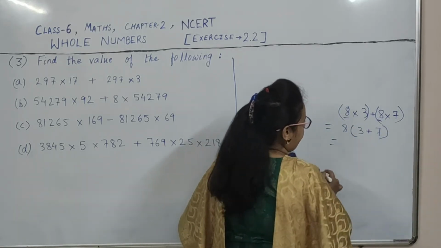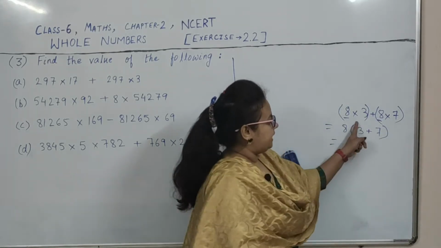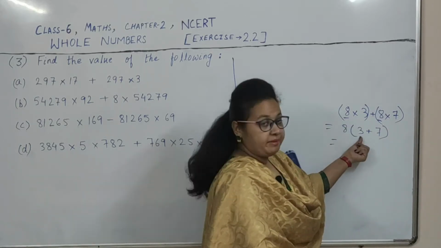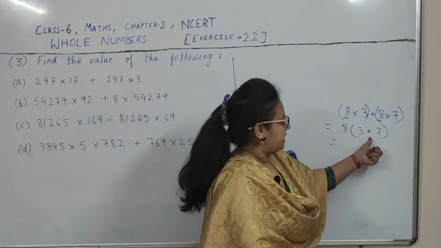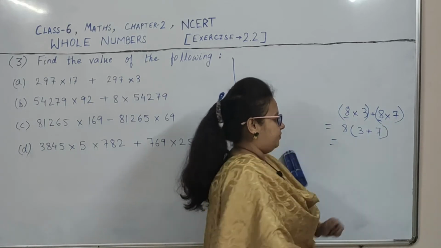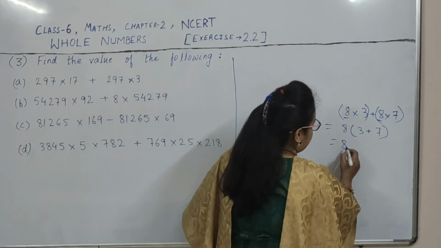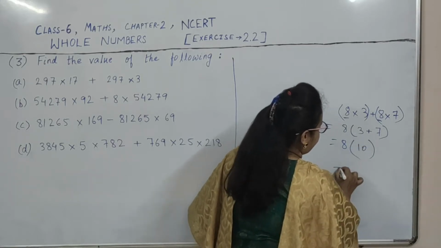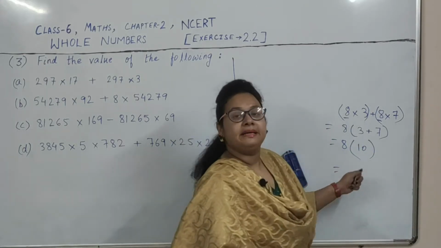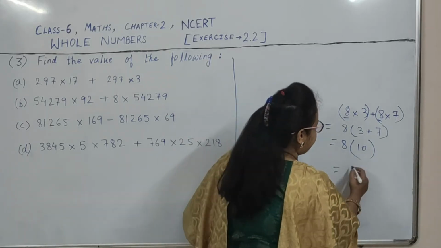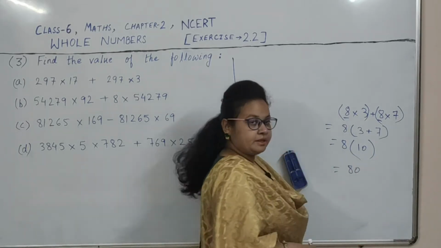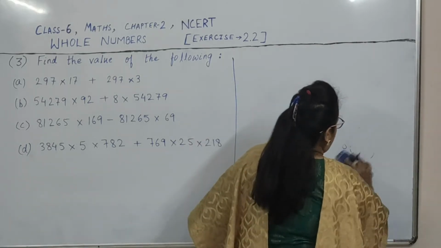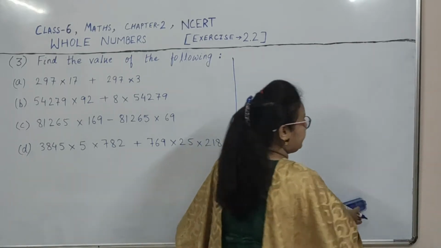See, now the bracket will be closed. 8 is taken out because 8 is there in both the terms. In the first term, 3 remains inside the bracket, the plus sign is there, and then this 7 will come. And this, see, 8 bracket 3 plus 7 is 10. This bracket means multiplication. Okay, so we will multiply 8 into 10, which is 80. Now see, these were small numbers, so we can do it both ways.